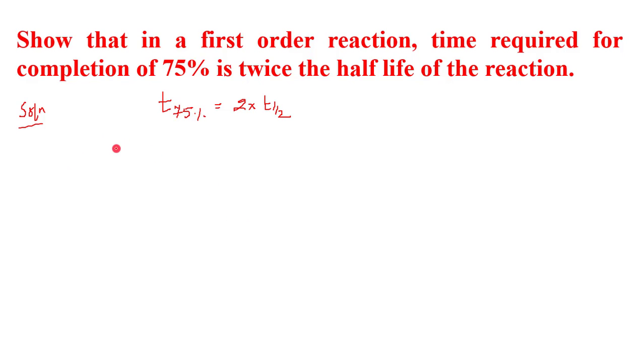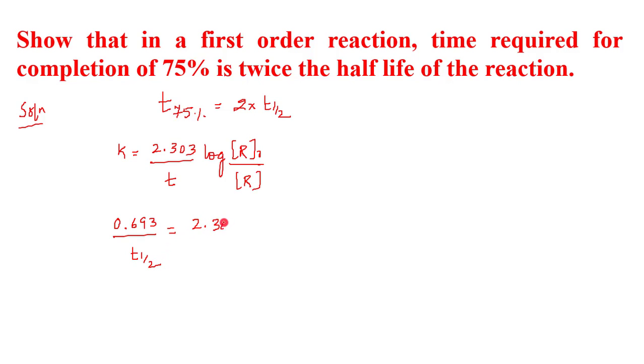Okay, let's check. First we will write the expression of the rate constant: 2.303 divided by T log of R naught by R, right? K value I'll mention in terms of T half. That will be nothing but 0.693 divided by T half. That is equal to 2.303, and here I'll take T 75%. Log of R naught will be what? It will be 100. What will be R? 75% has completed. So 100 minus 75, it will be 25. Okay.